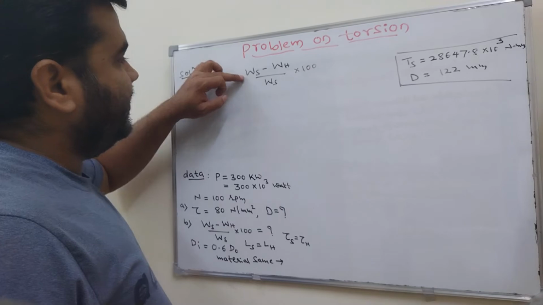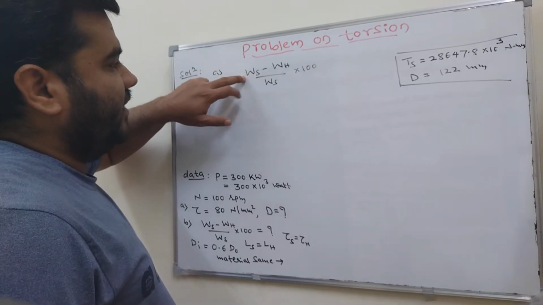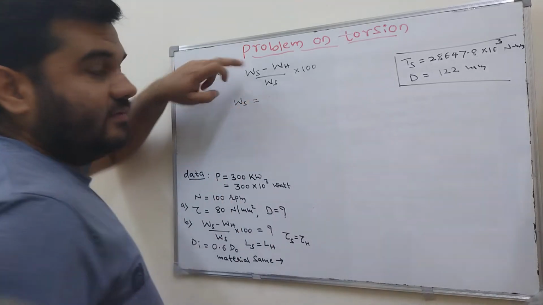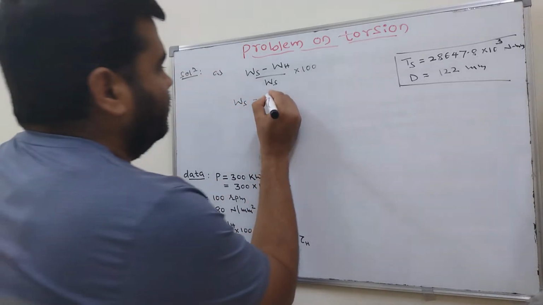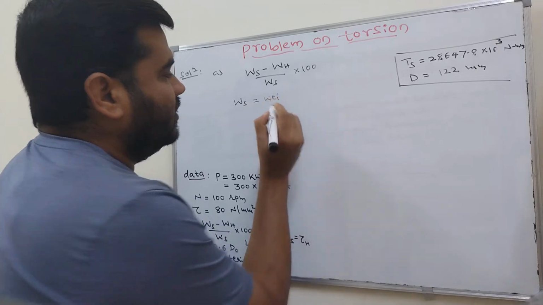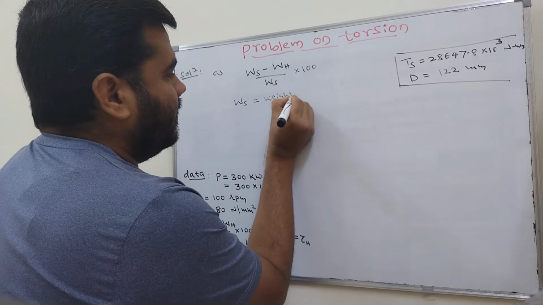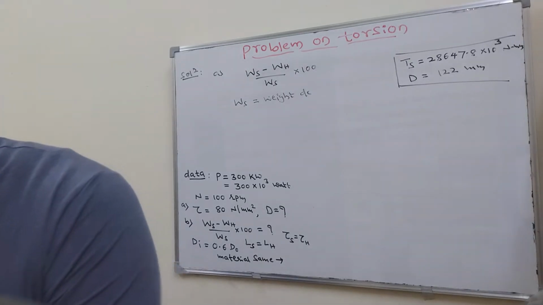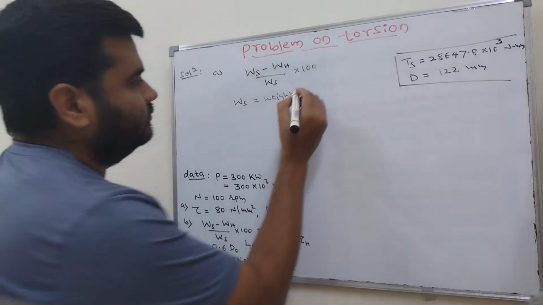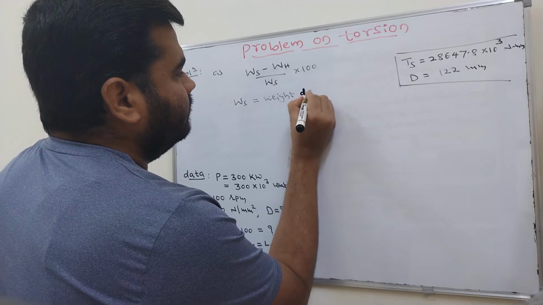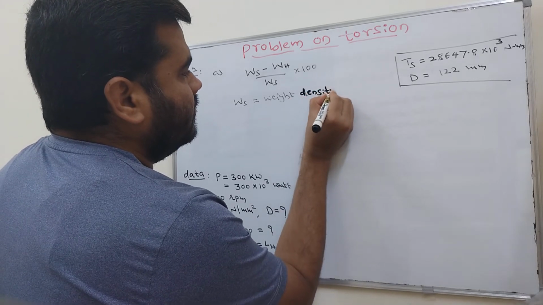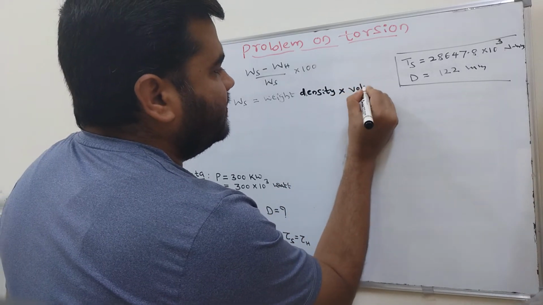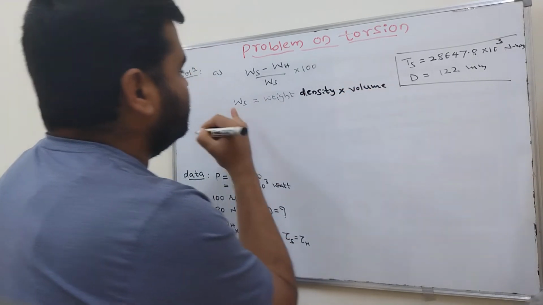So for that one, first we need to go one by one here. Weight of solid shaft. So weight of solid shaft, I will write here: weight density into the volume of solid shaft. This is related to solid.